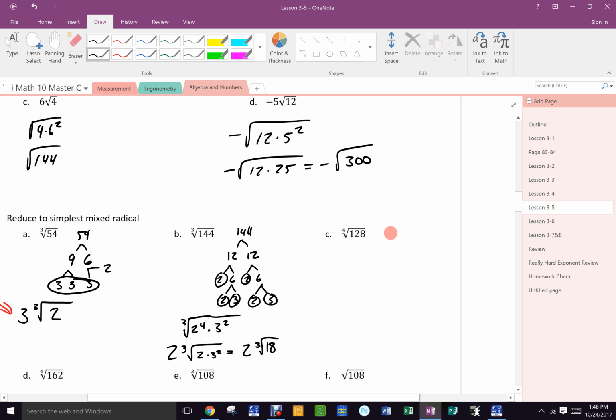128 is what? How are you going to break it down? Who chooses? You do. 2 and 64. I'm going to stop at 2 because it's a prime number. What about 64? 4 and 16, right? Can I stop at either of those? No, because I don't know 4th roots. 4 breaks down, though, into what? Computer's frozen. Stop right here.